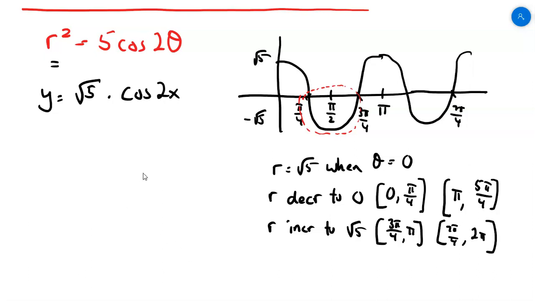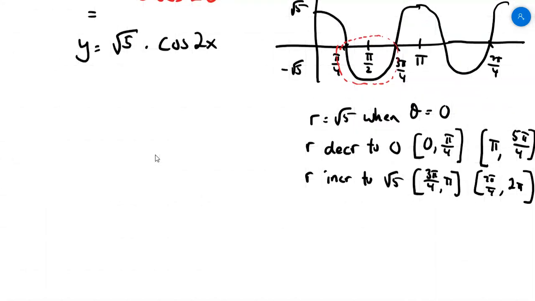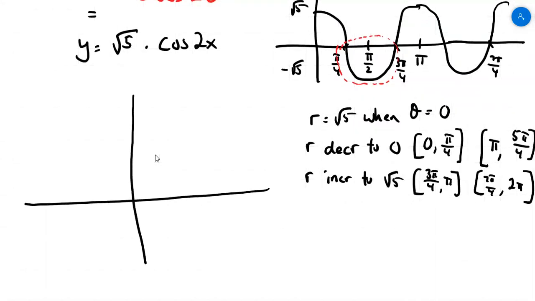So what does that look like when I go to graph it? Well, here's what it looks like. I've got a radius of the square root of 5 when theta is equal to 0, and then it decreases to 0 by the time it gets to pi over 4. So this thing has a little asymptote here at pi over 4. And then we said between pi over 4 and 3 pi over 4, the function simply doesn't exist.